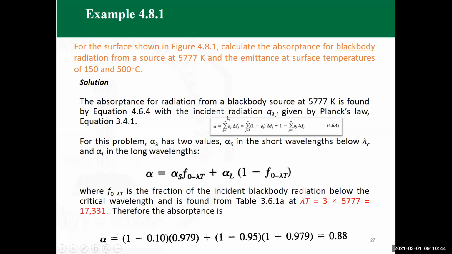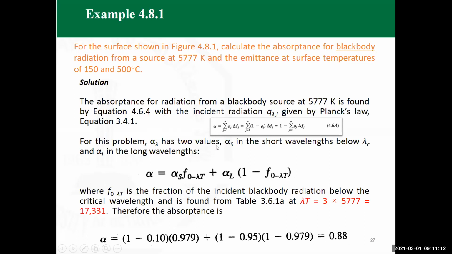Now, the relation that we are going to use usually is this one. So absorptance for radiation from a black body at 5,777 is found by equation 4.6.4. So this is the equation we use, which involves the incident radiation. And if you need the value of energy, then you can use Planck's law to calculate the energy, which gives the monochromatic emissive power as we have covered earlier.